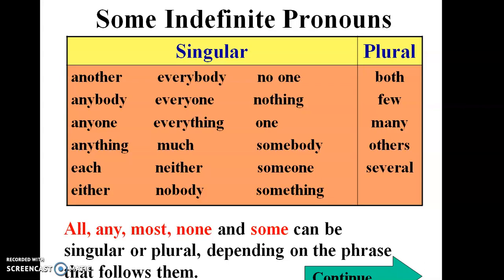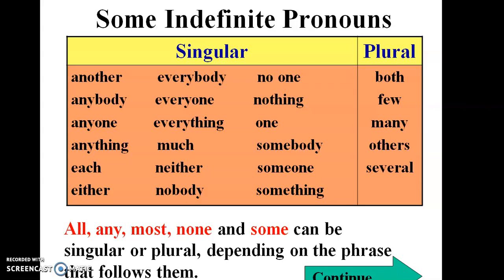The singular forms: another, anybody, anyone, anything, each, either, everybody, everyone, everything, much, neither, nobody, no one, nothing, one, somebody, someone, something. All of them are singular forms of the indefinite pronouns. Everyone, everybody, no one, nothing, one, somebody, someone. All of them are singular. Much also, neither, nobody, each.